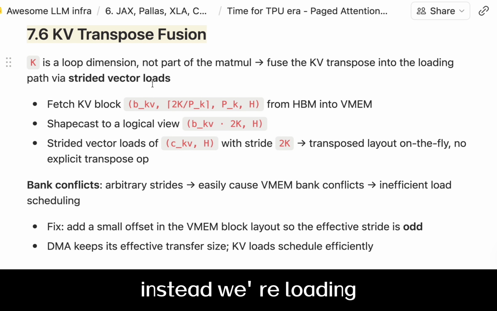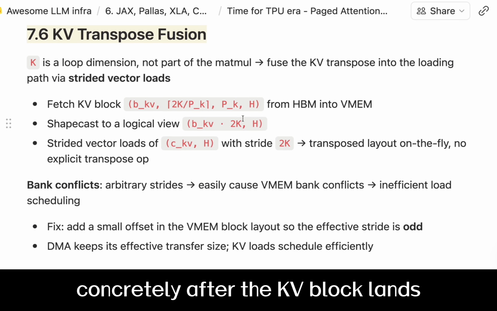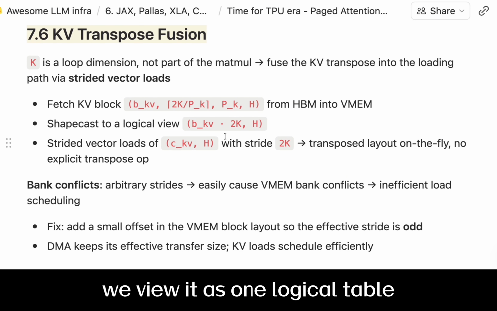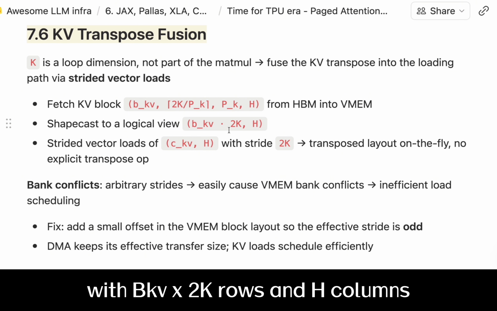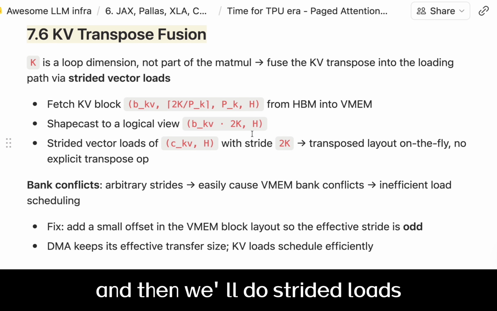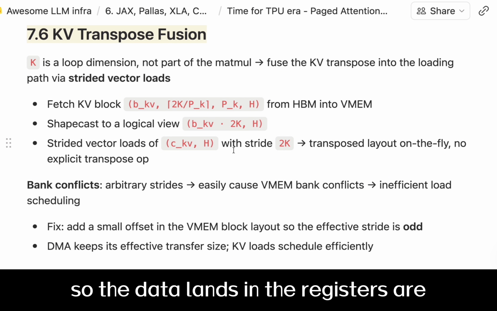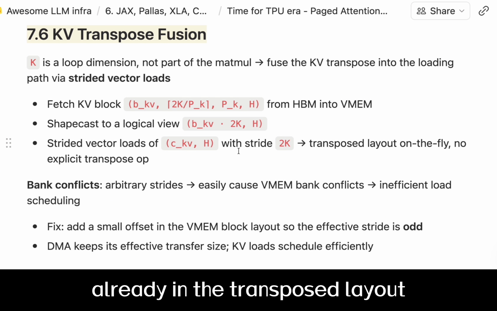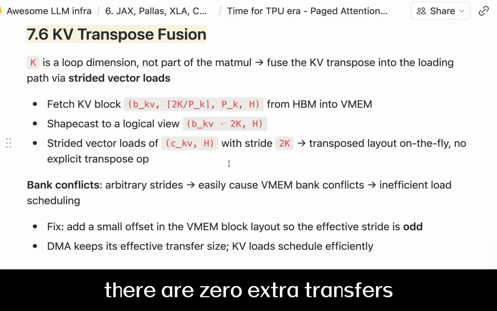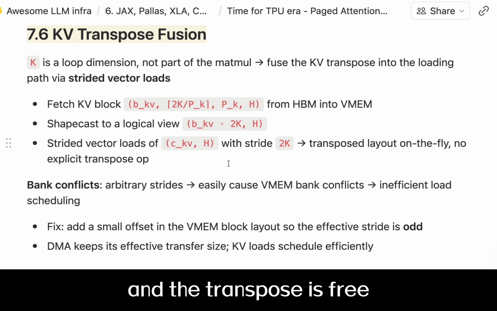Instead, when loading from VMEM to registers, concretely, after the KV block lands in VMEM, we view it as one logical table with BKV times 2K rows and H columns. And then we'll do strided loads. We grab one row every 2K rows. So the data landing in the registers is already in the transposed layout. There are 0 extra transfers and the transpose is free.